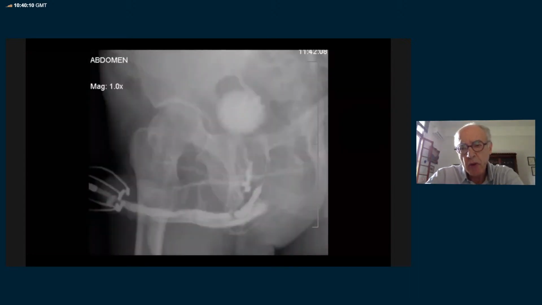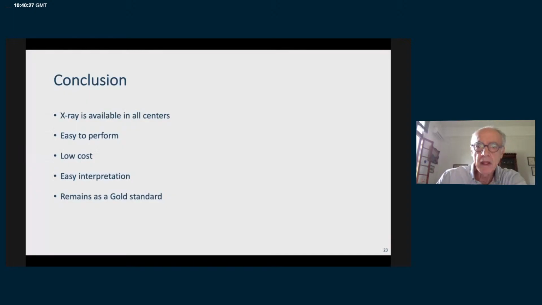Also, if you apply very high pressure to inject contrast, we promote rupture of the mucosa of the urethra, and extravasation into the corpus spongiosum and veins. And it's impossible to identify where the stricture is, or the length of the stricture. These are some limitations of this test.